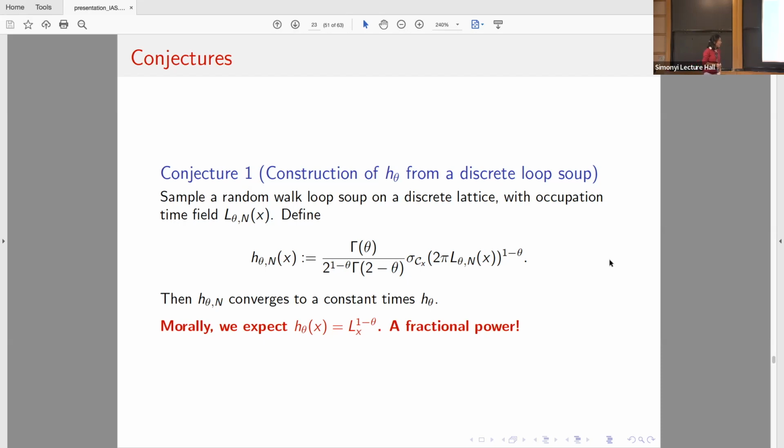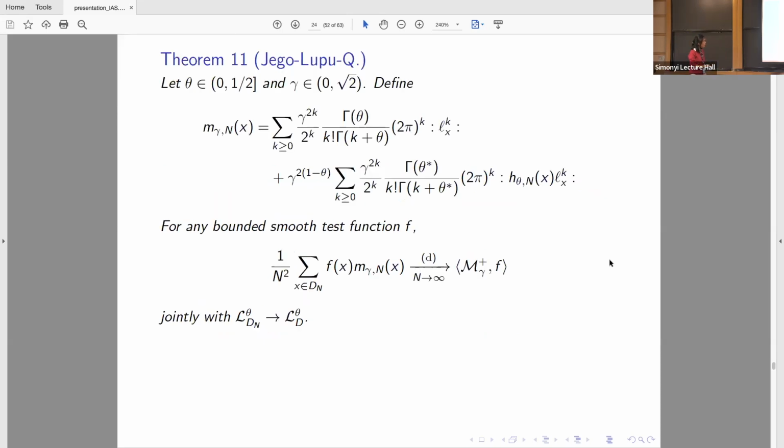yeah, so the idea is that it is a fractional power. And this actually took us a long time to realize the fractional power, because it was very natural to think that we always take the square root as the critical case. So this conjecture, I'll give you some justification of this conjecture.